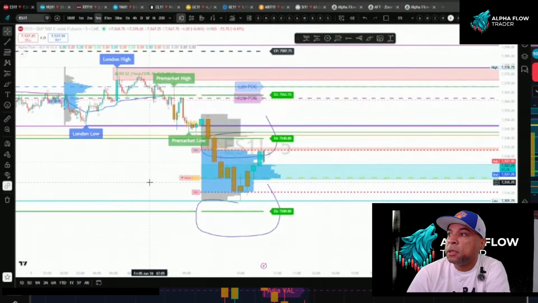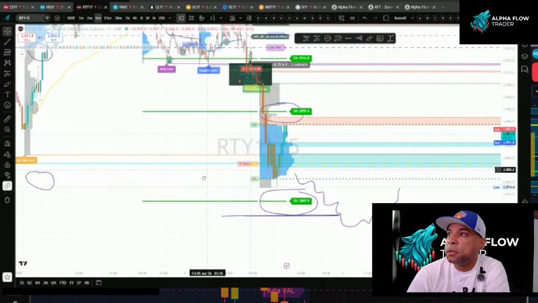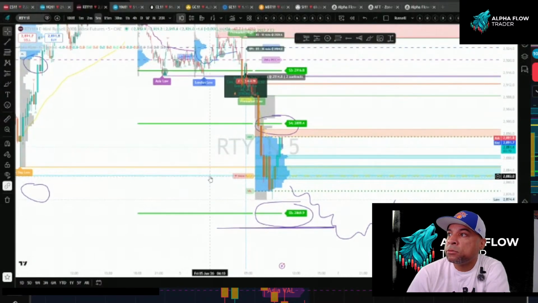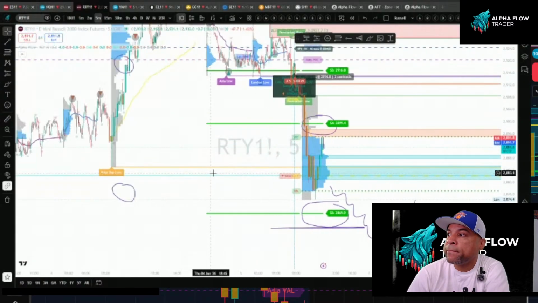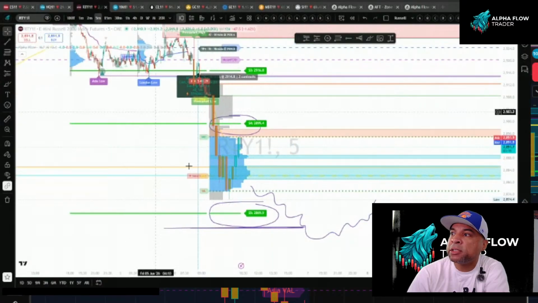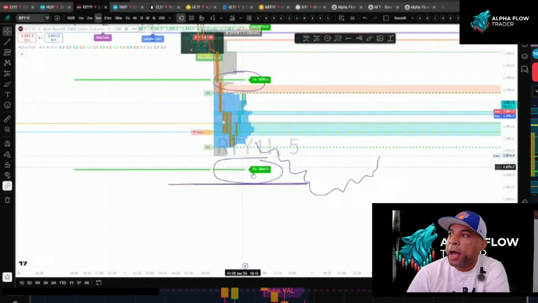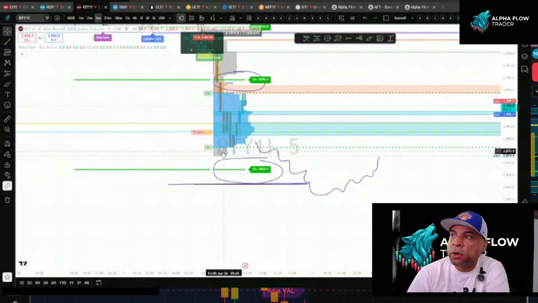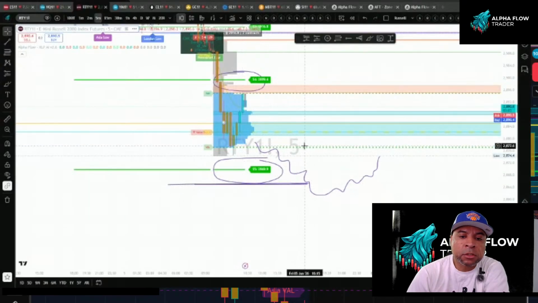ES hasn't quite gotten down to S5 yet. Russell hasn't gotten back to S5 yet. So Russell was another one where I kind of drew out what I'm looking for. So if Russell comes down to take out these lows below S5 and then reverses, I would like Russell as well.